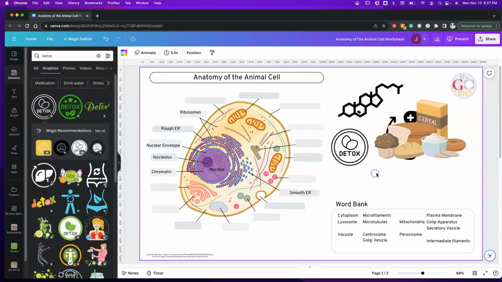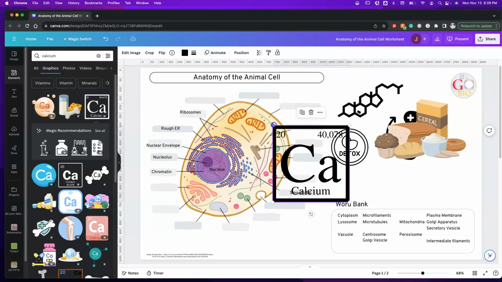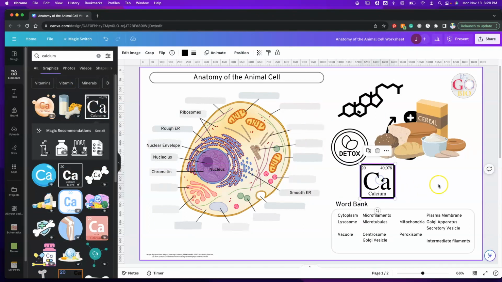Can you think of which organs would have a large amount of smooth ER for helping with detox? The liver, right? The liver is known as an organ of detox. So of course that liver is going to have cellular components that help with that. So that's going to be the smooth ER. And finally, it's known for storage of calcium ions.